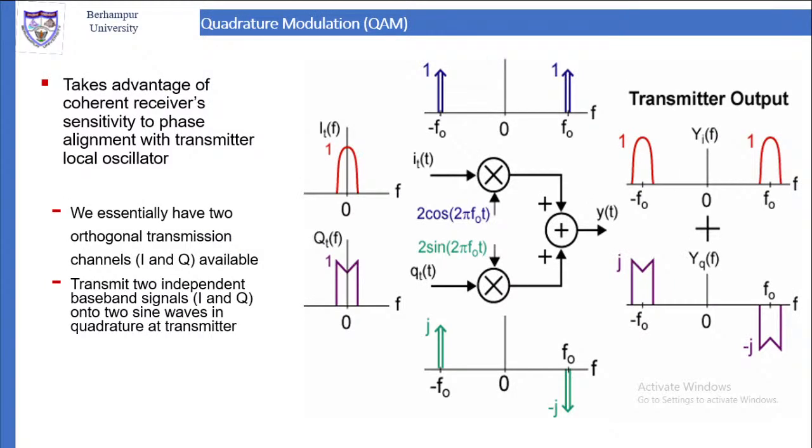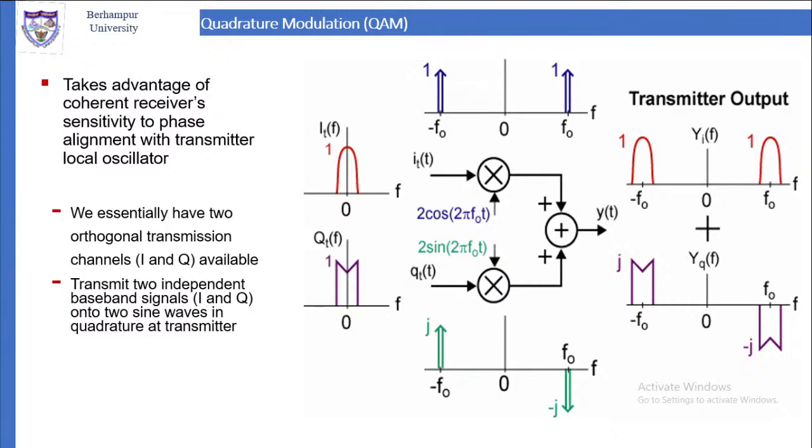Then we will come to the quadrature modulation, QAM. This quadrature modulation takes advantage of coherent receiver sensitivity to phase alignment with the transmitter local oscillator. As we discussed, in the case of a coherent receiver, the phase of the receiver must be in line with the transmitter. So the transmitter phase and the local oscillator phase must be the same. That we have seen for the DSB coherent receiver. We will take that advantage here.